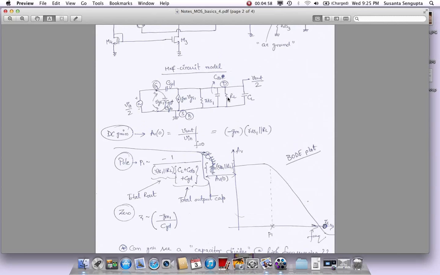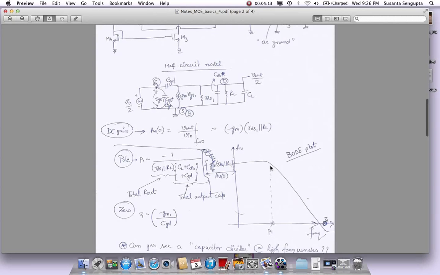We have the total resistance. So you can model it like saying, okay, total resistance and total capacitance, it becomes an RC pole. What is the formula for the pole? It's -1 over R and C, R being the total R and C being the total C. That is what will give you a pole.